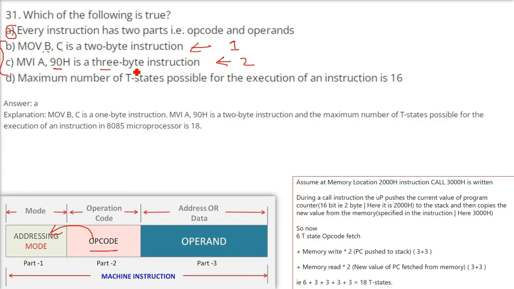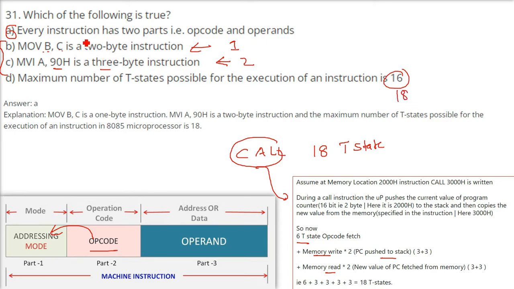And the maximum number of T states possible for the execution of an instruction is 16. See, most of the T states are taken by CALL. If you see CALL, there are multiple things happening. 6 T states for opcode fetch, then memory write, then 2 for pushing onto the stack. Then we have memory read, again for the new value of PC fetched from memory. If you combine them, there are 18 T states for the CALL operation. So 16 is given, and that is why it is wrong.